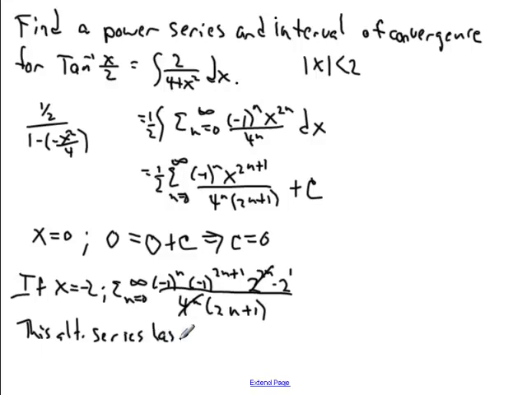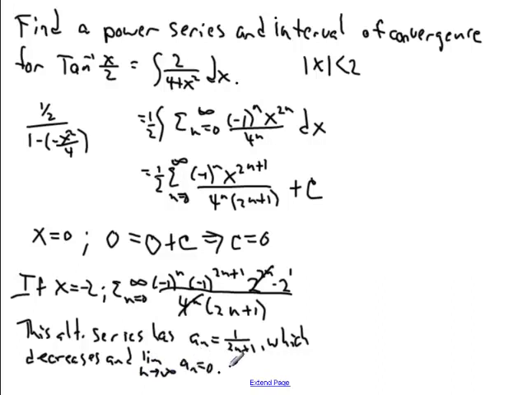has a_n equal to 1 over 2n plus 1, which decreases. Clearly it decreases. And has a limit as n goes to infinity equal to 0. So all in all, this means our series for inverse tangent of x converges at x equals negative 2.